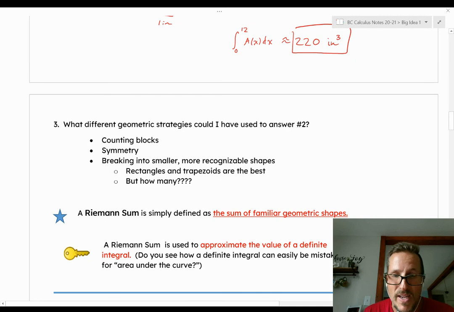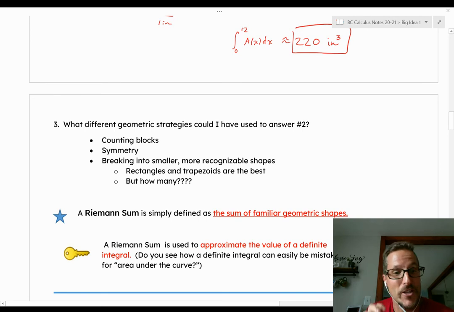So how many shapes would I want to have in there? 1, 2, 3, 4, 5. How many shapes would be the best way to get the value of that definite integral? You're thinking a lot, aren't you? In fact, if I had an infinite number of little tiny shapes in there, that would give me the best approximation of the definite integral I could possibly get. In fact, it would be the value of the definite integral exactly. Stay tuned. We're going to get there.